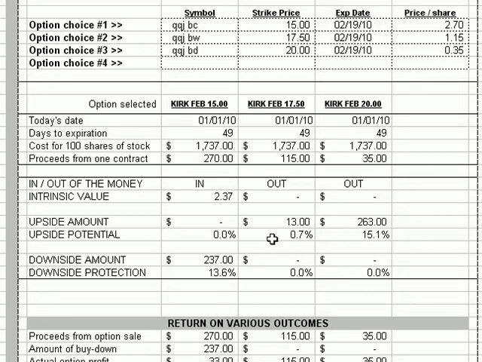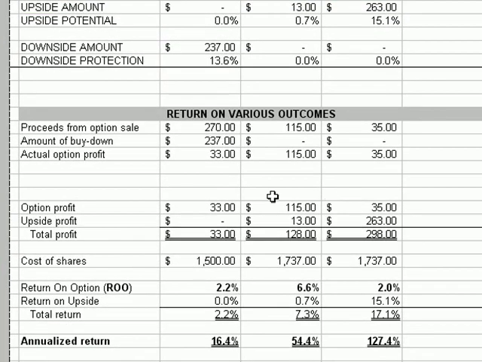And finally, we have the lower section, which gives you the return on the various outcomes. And you see that the $15 strike will give you a return of $270, but we need to deduct the intrinsic value of $237 because we bought the stock for $17.37, agreed to sell it for $15. So we need to deduct that loss. Gives us a total profit of $33, which is the actual time value of the option premium.